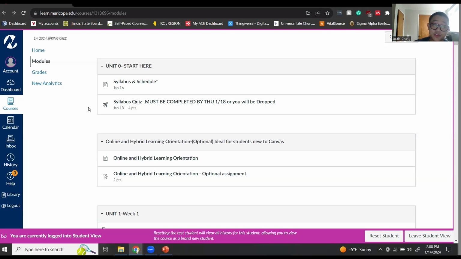Now, one thing that is really important is you do have to do the syllabus quiz, and it does need to be completed by the 18th or you will be dropped. One of the big reasons why the school does this is to check for enrollment, to make sure that you're actively in the classroom. It's a bit of a formality to make sure everybody is exactly where they're supposed to be. So in this case, it's going to be in the form of a syllabus quiz. All you're doing here is answering a couple of questions based upon the syllabus. It should be a pretty easy 4 points to snag, which will give you a really good start for the course.